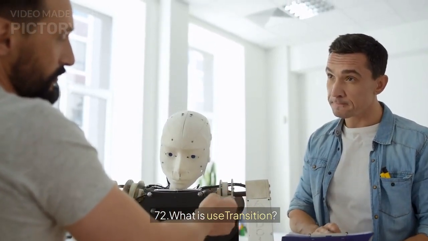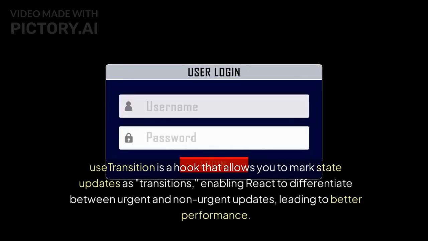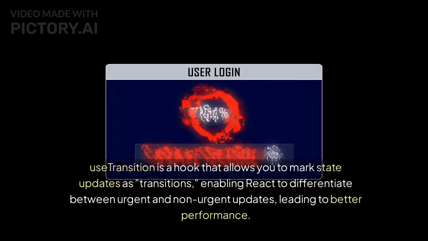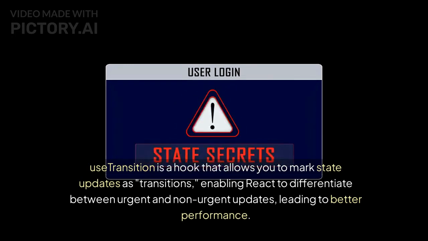72. What is useTransition? useTransition is a hook that allows you to mark state updates as transitions, enabling React to differentiate between urgent and non-urgent updates, leading to better performance.